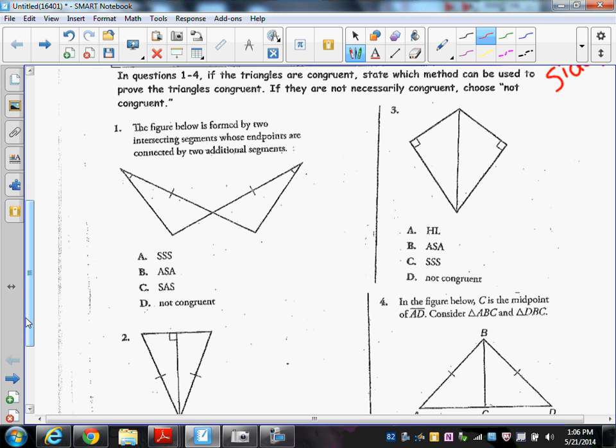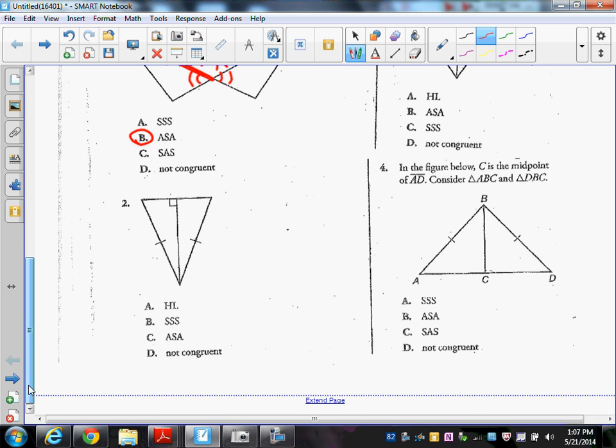So let's do some multiple choice problems to help you figure these out. It says the figure below is formed by 2 intersecting segments whose endpoints are connected by 2 additional segments. So right away, we're given one angle and one side. We also are given that these are vertical angles. So our answer literally pops out at us. It's angle, side, angle. We call this side the included side, between those 2 angles. That's why it's angle, side, angle.